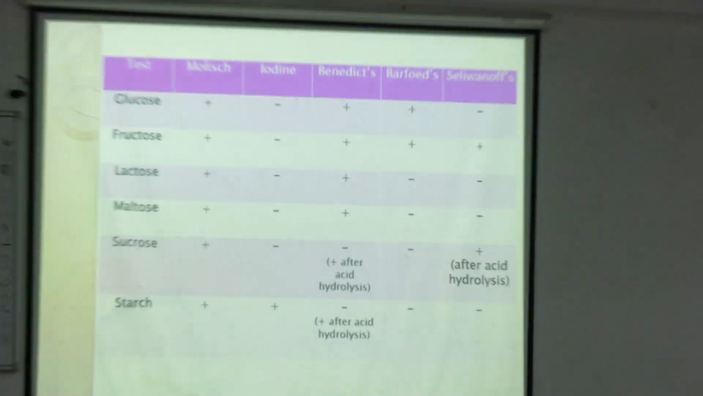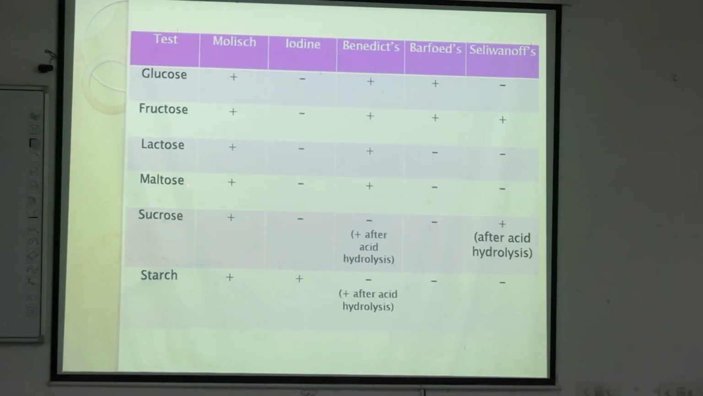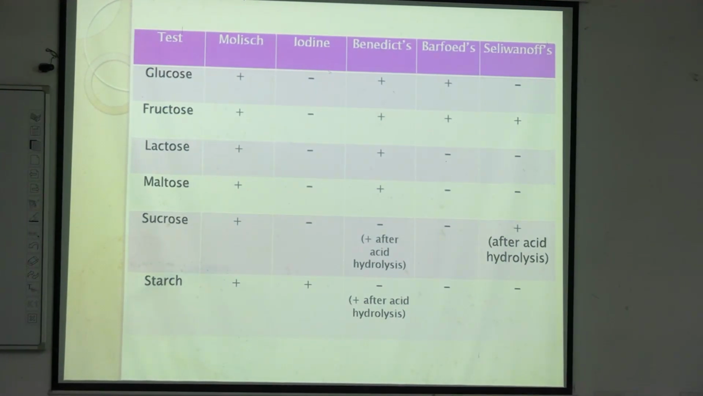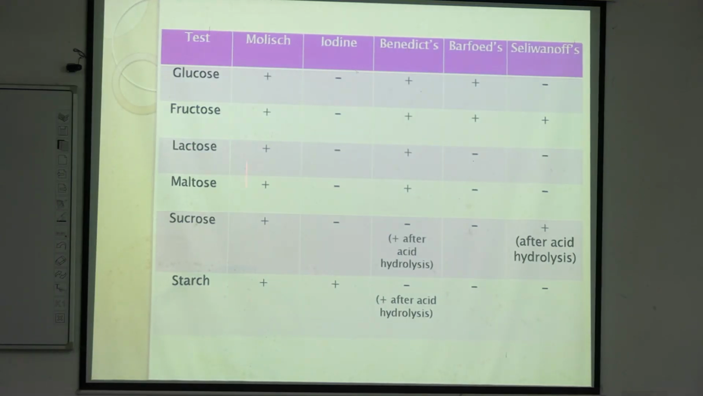So this is the chart. Most common carbohydrates and their reactivity. So Molisch will be positive in all the carbohydrates. Iodine will only be positive for starch. So to differentiate a polysaccharide, we can test it with iodine and starch can be easily detected. Next comes the Benedict's. For Benedict's, it will be positive in all the glucose, fructose, lactose, maltose.